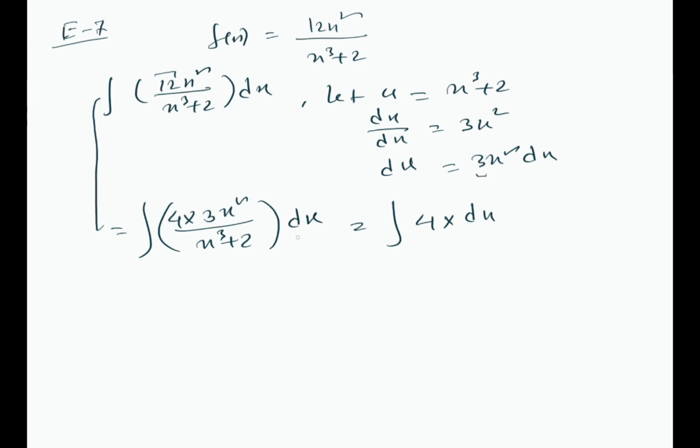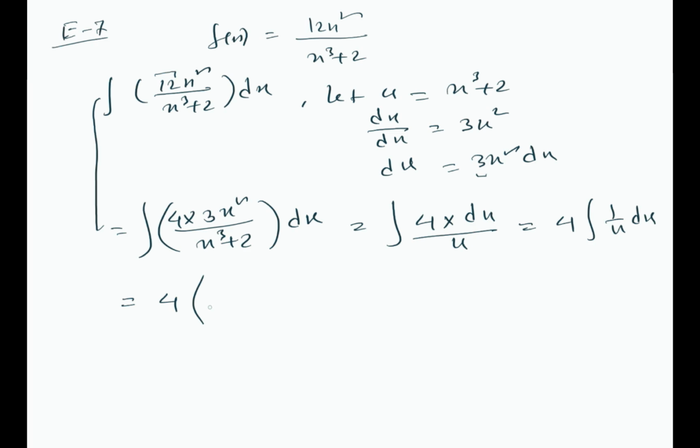Du, because 3x squared dx is our du, divided by our u, right? So we can rewrite it again simply factoring out this 4. So 4 integral of 1 over u du. Okay, so I can write it again. Sorry, let me remove this. Okay, 4 into, then 1 over u.